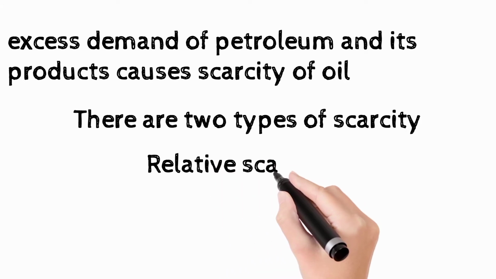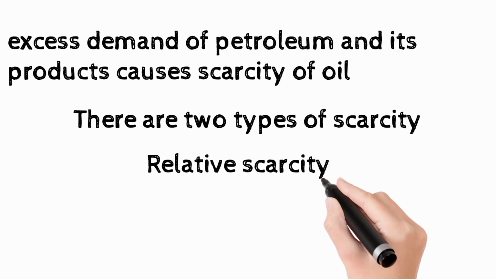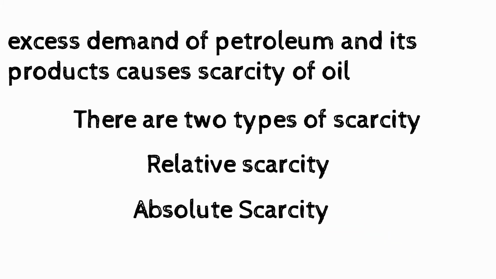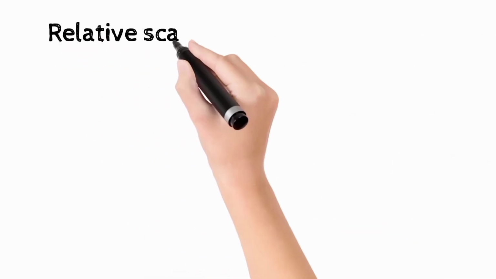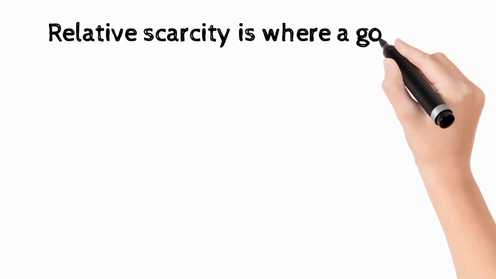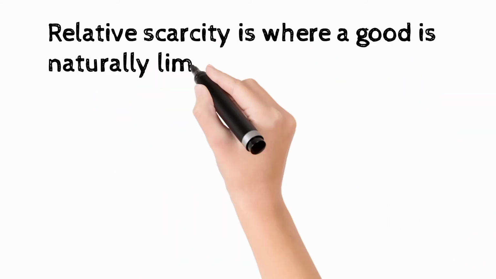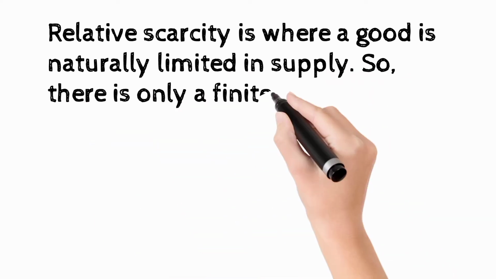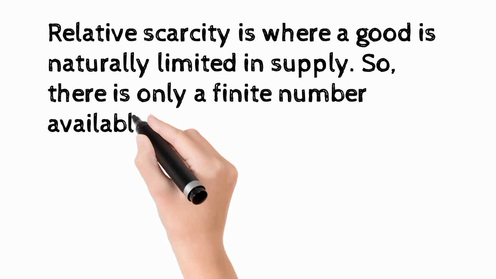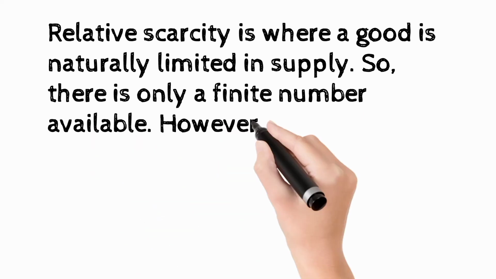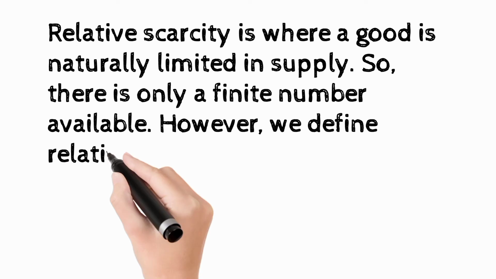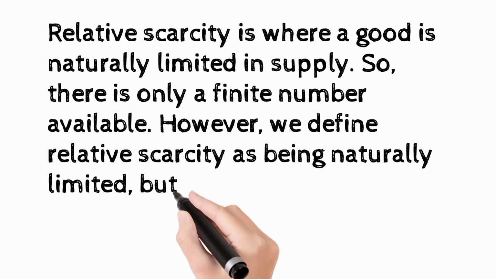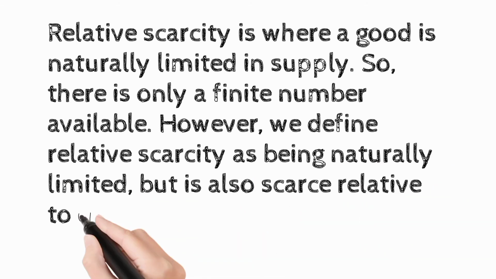There are two types of scarcity. One is relative scarcity and other is absolute scarcity. First we will talk about relative scarcity. Relative scarcity is where a good is naturally limited in supply. So, there is only a finite number available. However, we define relative scarcity as being naturally limited, but is also scarce relative to demand.